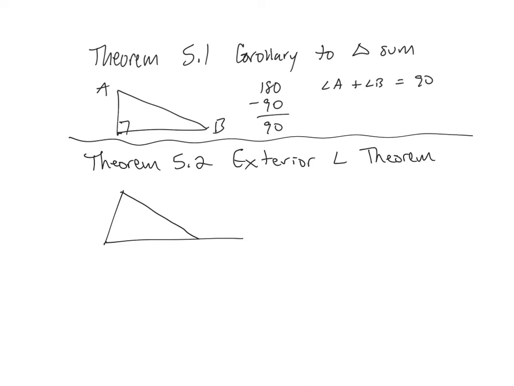So if you extend out one of the sides of the triangle, angle 1 would be an exterior angle just because it's on the outside, but it also shares a side of the triangle, where BC is part of the triangle and that's also part of angle 1. It can't just be any random angle outside of a triangle. It's got to be right next to it. So what this theorem says is angle 1 equals angle A plus angle B.